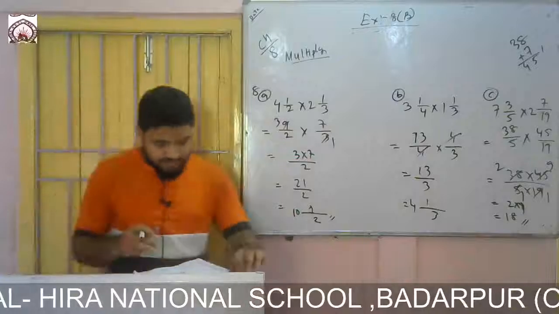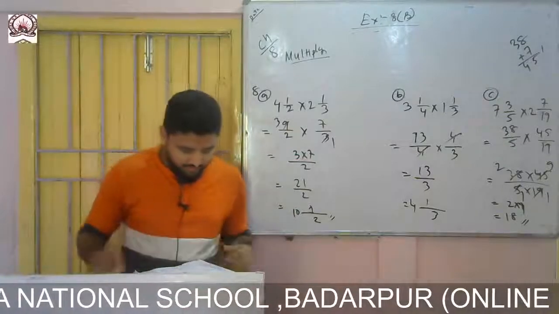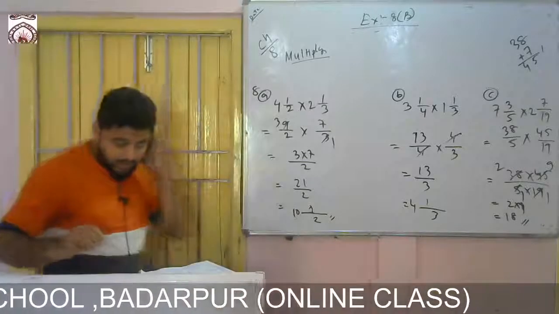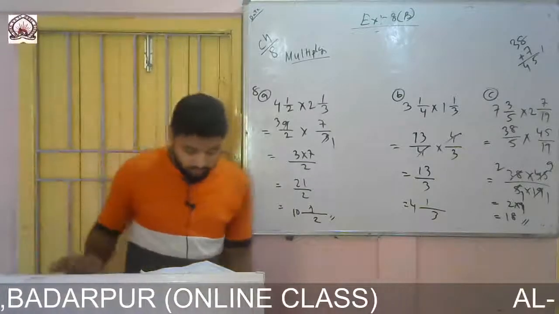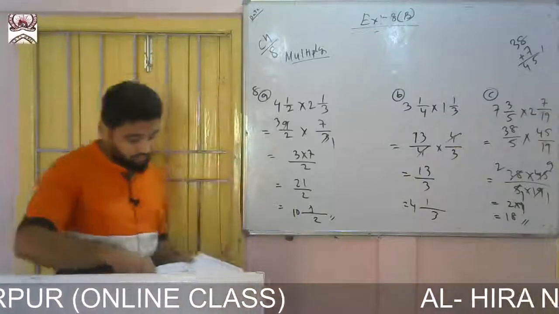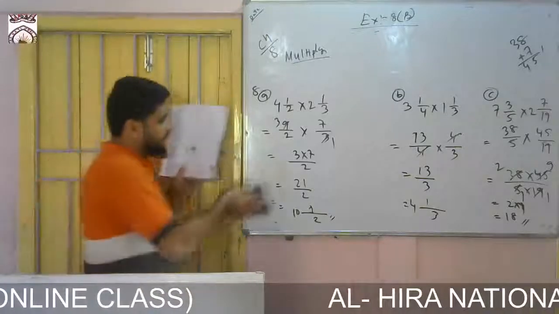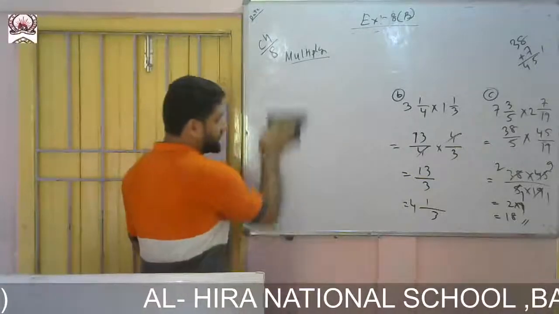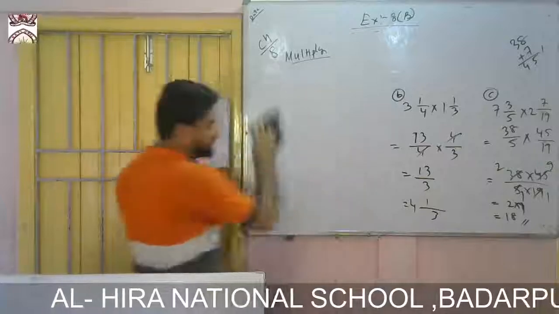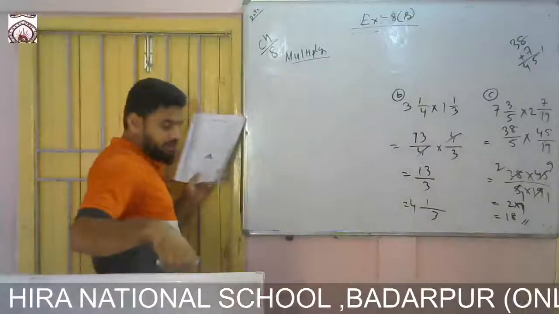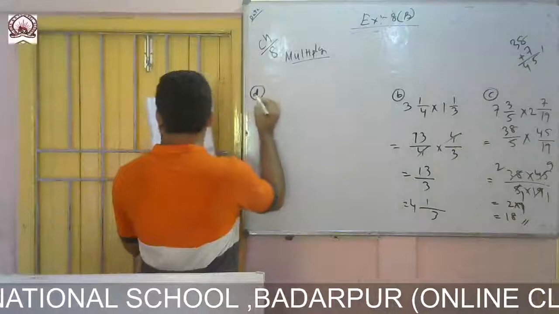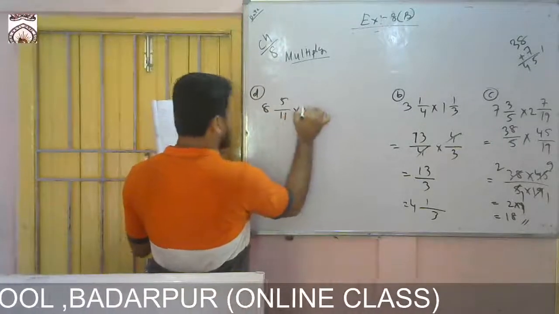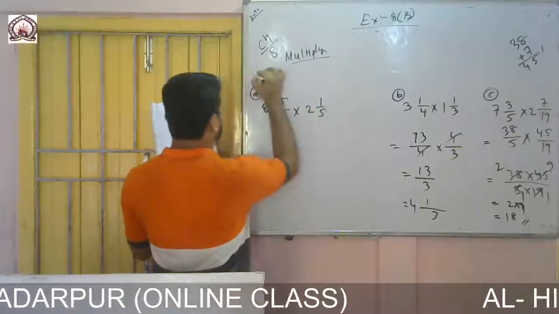So from last I shall show only two. These all are same. So come to D and F. Okay. Come to D and F. So D what is there? 8 5 by 11 into 2 1 by 5.